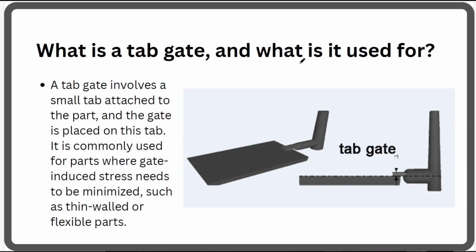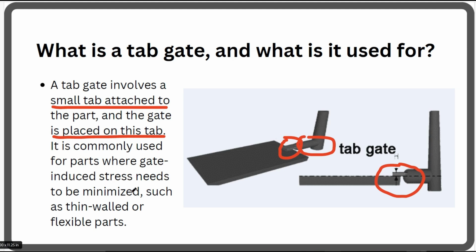What is the tab gate and what is it used for? You can see the tab gate is located on the tab of the product. Tab gate involves a small tab attached to the part, and the gate is placed on this tab. This is a small tab, and here you can see a small opening. It is commonly used for parts where the stress induced by the gate needs to be minimized.